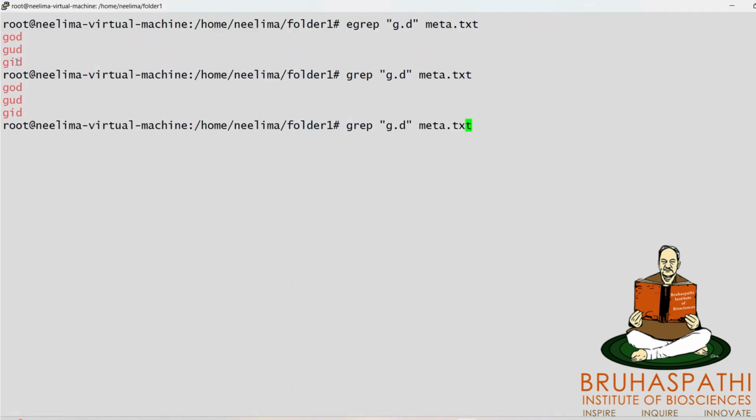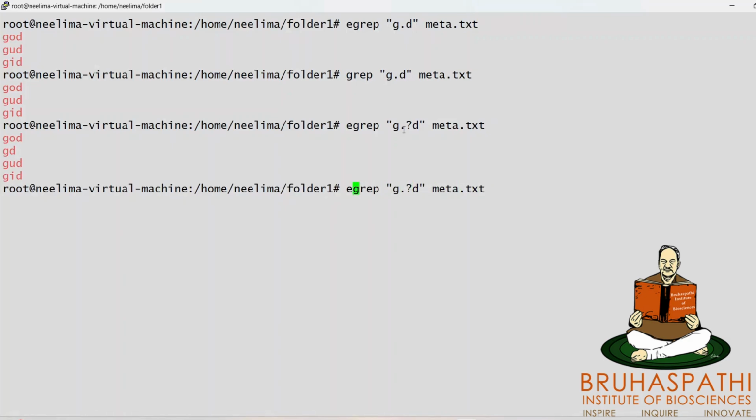Now, we have another meta character that's called question mark. Now we are searching for a pattern which is starting with G, ending with D. In between, it should have exactly one character or 0 characters. This question mark search is not available in grep. So here a pattern starting with G, ending with D, in between O, 0 or 1 character.